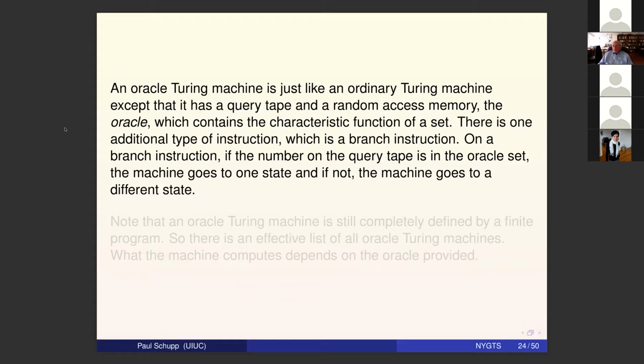Turing machines are the ultimate in reduced instruction set architecture, so there's only one kind of instruction. Machines with Oracle have two types of instruction. There's also a branch instruction. In a branch instruction, if the number on the query tape is in the Oracle set, or if you think of it as a special register, the machine goes to one state. If not, it goes to a different state. It goes to one instruction, and if not, it goes to another instruction.